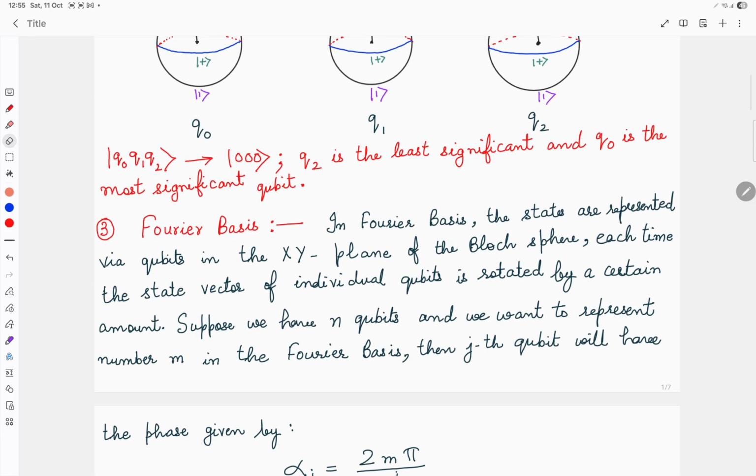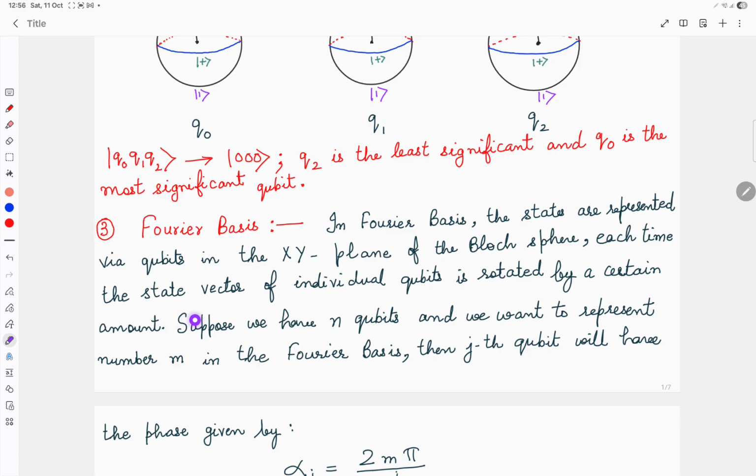Now let us try to understand the Fourier basis, because the Fourier basis can be understood only in the context of the computational basis. Once you understand the computational basis, then only can you appreciate what the Fourier basis is. Now let's look into the Fourier basis. In the Fourier basis, the states are represented via qubits in the xy plane of the Bloch sphere each time.